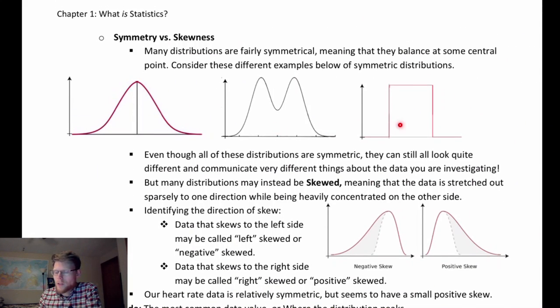So all these are different examples of what symmetric distributions could look like. One is just this one peak, this one mode, as we'll call it. Here is a 2-peak or 2-modal bimodal distribution. And then here we have a uniform distribution. So all these are examples of symmetric distributions of different shapes.